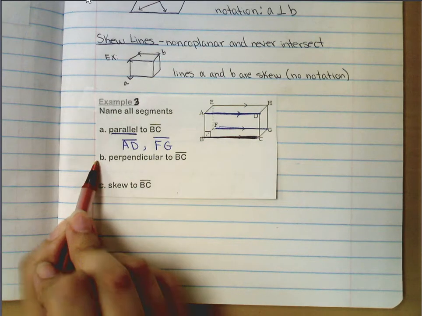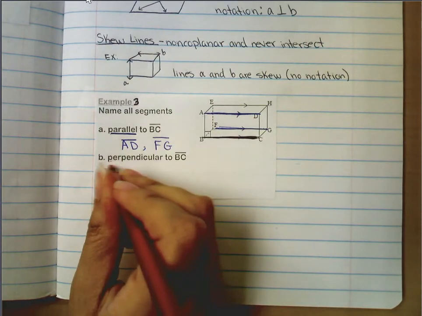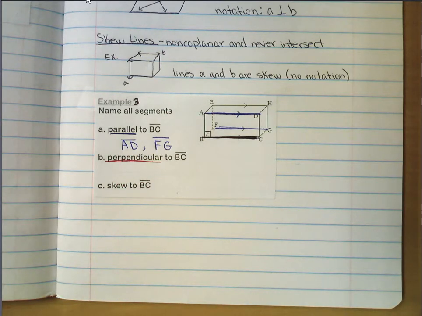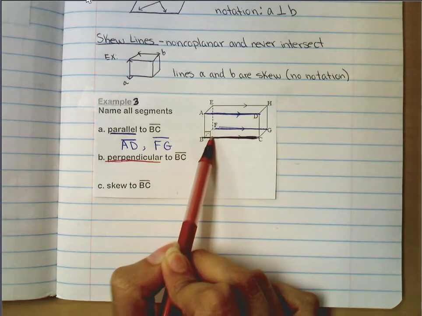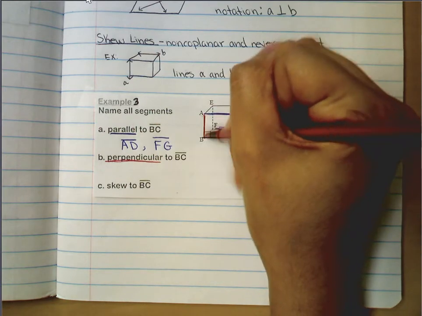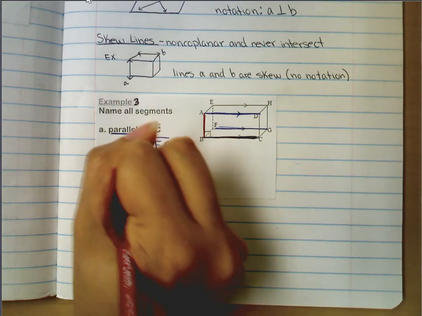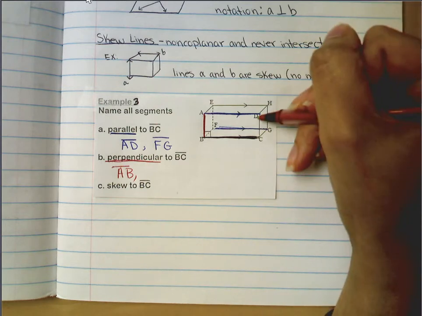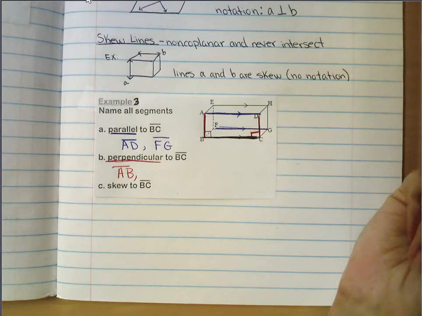Right, part B is asking me for perpendicular segments. So perpendicular has to be on the same plane, but it has to intersect at 90-degree angles. These ones are easy. The way to identify those is by looking at the little square. That means it's a 90-degree angle. So segment AB intersects at a 90-degree angle with BC. So AB is one answer. And there's one more. It's going to be on this side. DC also intersects at a 90-degree angle. So DC.